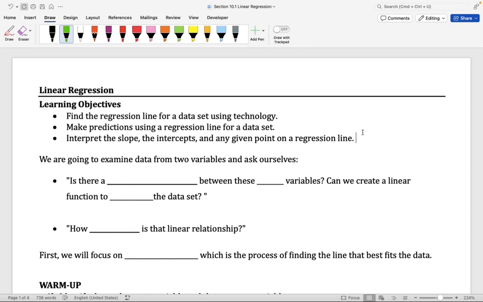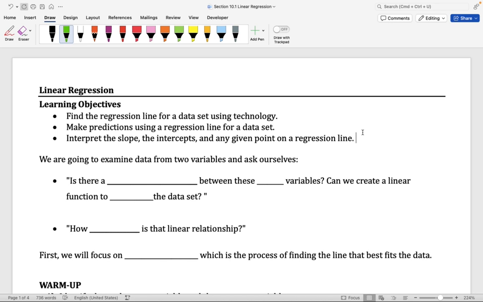In this lesson, we're going to be talking about linear regression. We're going to be looking at data sets displayed on a scatter plot. We're going to see that the scatter plot follows a linear relationship. Our goal is to find a line that models, or best models, the scatter plot that we have. In other words, we're finding the line that best models the data set.